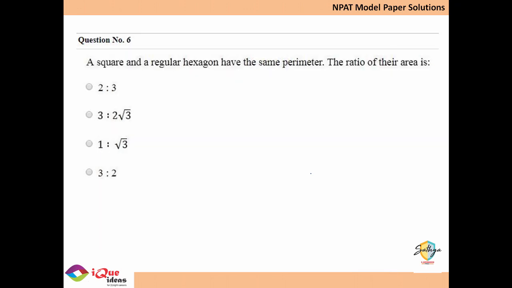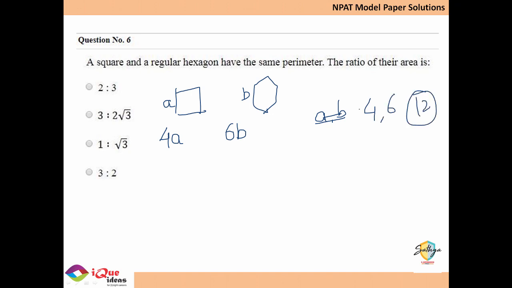Now, this is pretty much an interesting problem. It says that the square and hexagon have the same perimeter. Square, let's take 4-sided figure, hexagon 6-sided figure, right? So let's assume that the side of the square is A and the side of the hexagon is B. So 4A is the perimeter here and 6B is the perimeter here. Now I'm going to take the LCM of 4 and 6, 12. So let's assume that the two of them are equal to 12. So I get the value for A is 3. The value for B is equal to 2.